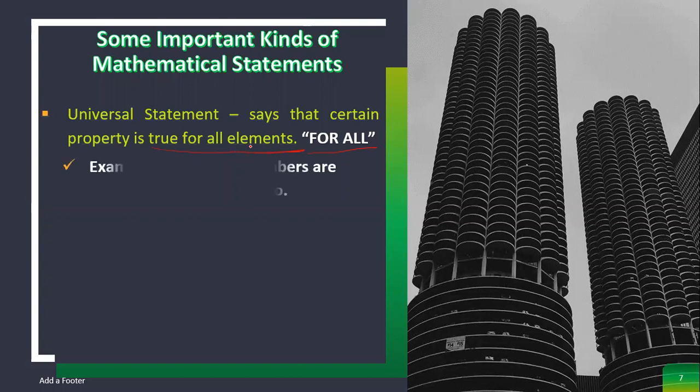Let's have an example. All positive numbers are greater than 0. So we all know that 1, 2, 3 are greater than 0 and are positive. Right? So that is a true statement for all elements. So that is an example of a universal statement.